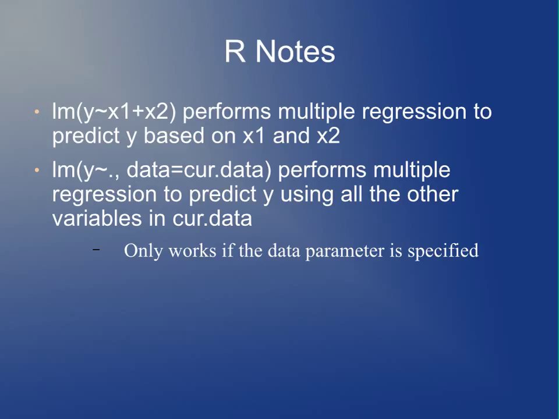I said in general, lm y twiddle x1 plus x2 will perform multiple regression to predict y based on x1 and x2. If you wanted to add x3, then it would be x1 plus x2 plus x3. And if you want to predict y based on all of the x's, or more generally, if cur data has a column called y that's the response variable, lm y twiddle dot will predict y based on all the other columns of cur data other than y itself. This only works if the data parameter is specified.